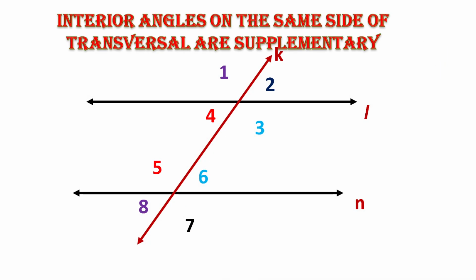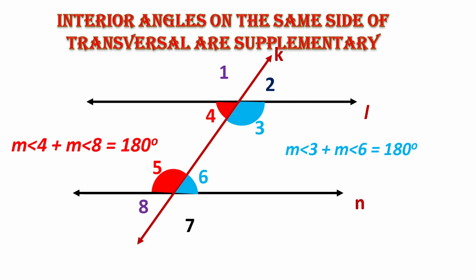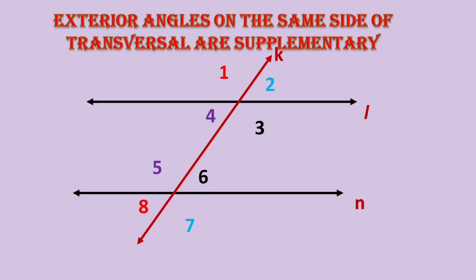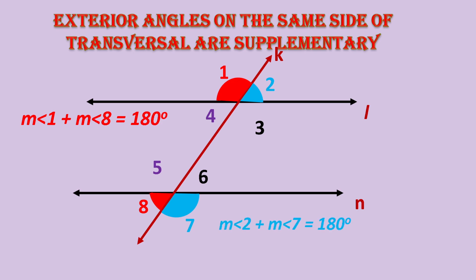Now interior angles on the same side of the transversal. These are 3 and 6, which are interior angles and also on the same side of the transversal, and they must be supplementary. That means they must add up to 180 degrees, and angles 4 and 5 are also supplementary. Similarly, the exterior angles formed are supplementary. Angle 1 and angle 8 are supplementary. Angle 2 and angle 7 are supplementary. And if these angles are supplementary, then also we can say that lines L and N are parallel.